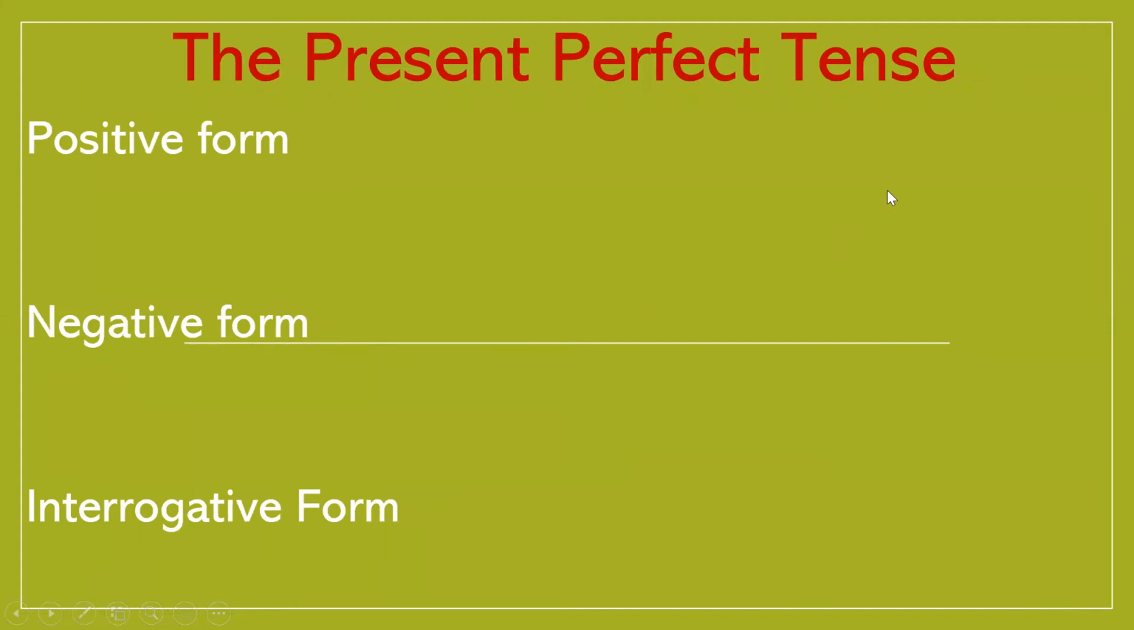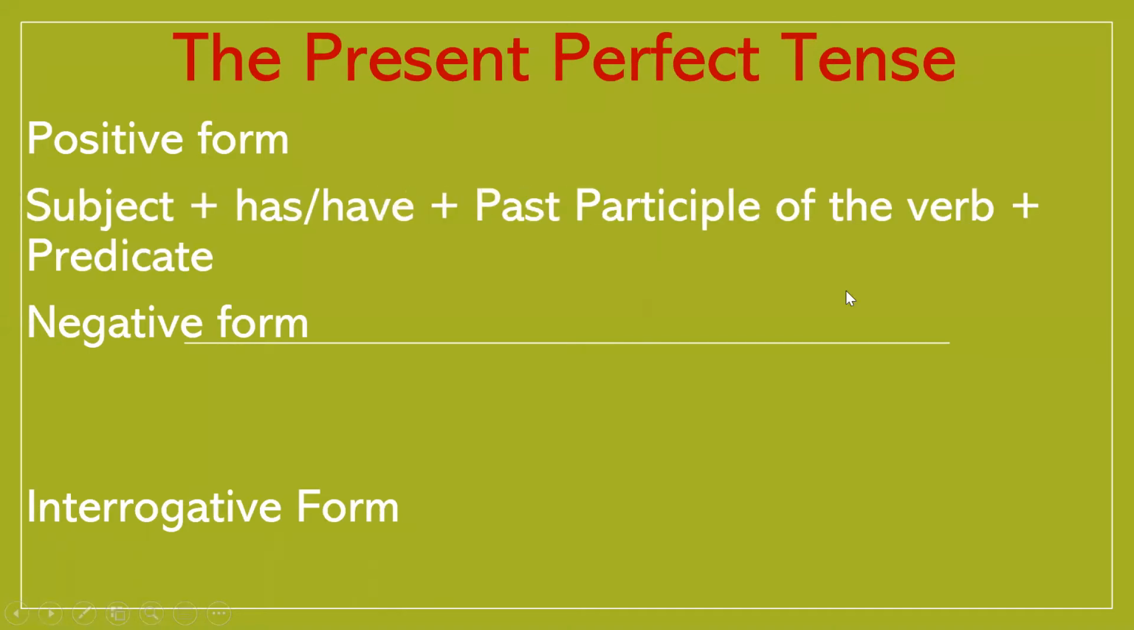The present perfect tense, the positive form. Please tell me the positive form of the present perfect tense. Janvi, tell me. Yes, Janvi. Okay, Ankur Baranwal, 8th, give the answer. Ma'am, subject plus has or have plus past participle plus predicate. Yes. Subject plus has or have plus past participle of the verb plus predicate.